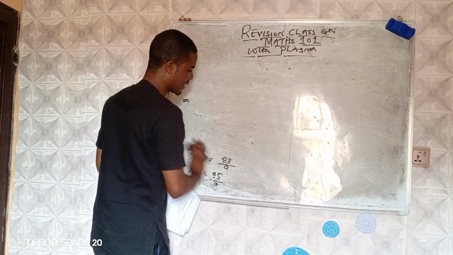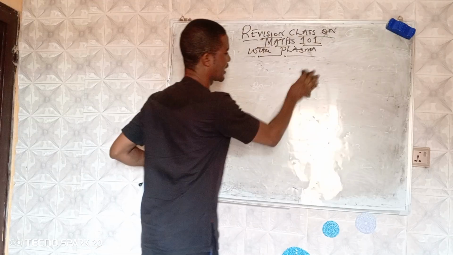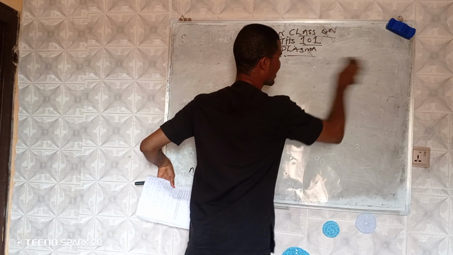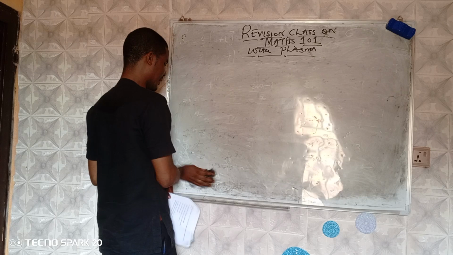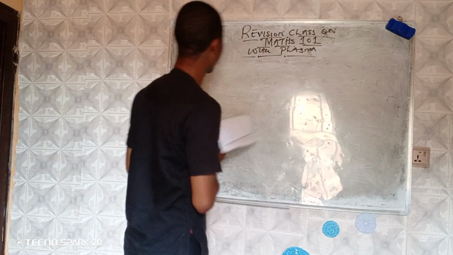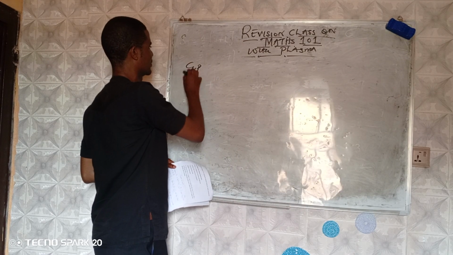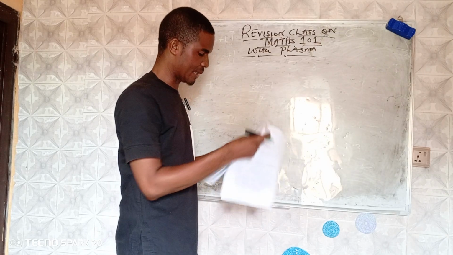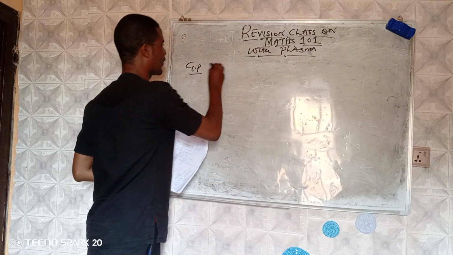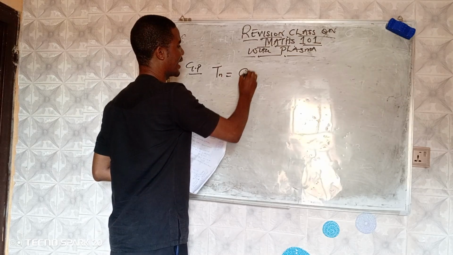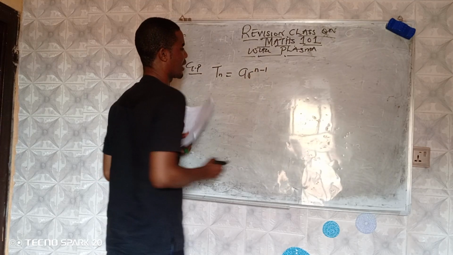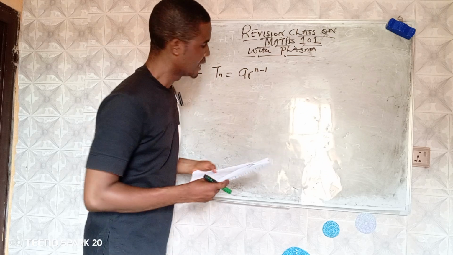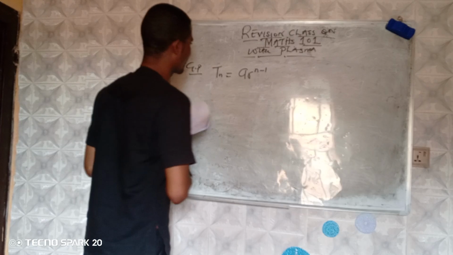So we have seen AP, terms of an AP, arithmetic mean, sum of an AP. We're going to go to GP now. Let's look at GP, just like we have seen in AP. To find the nth term of a GP, we have ar^(n-1). That is the nth term of a GP.